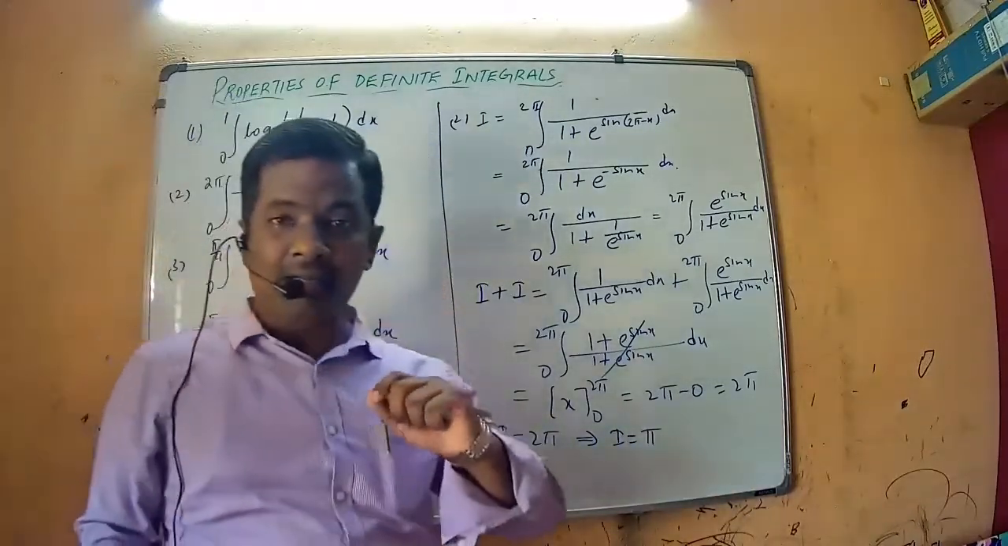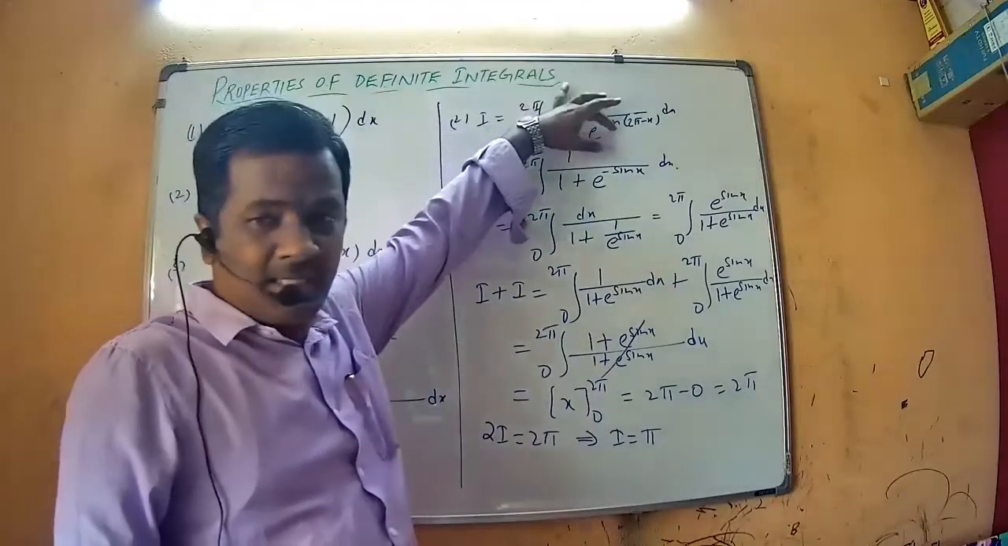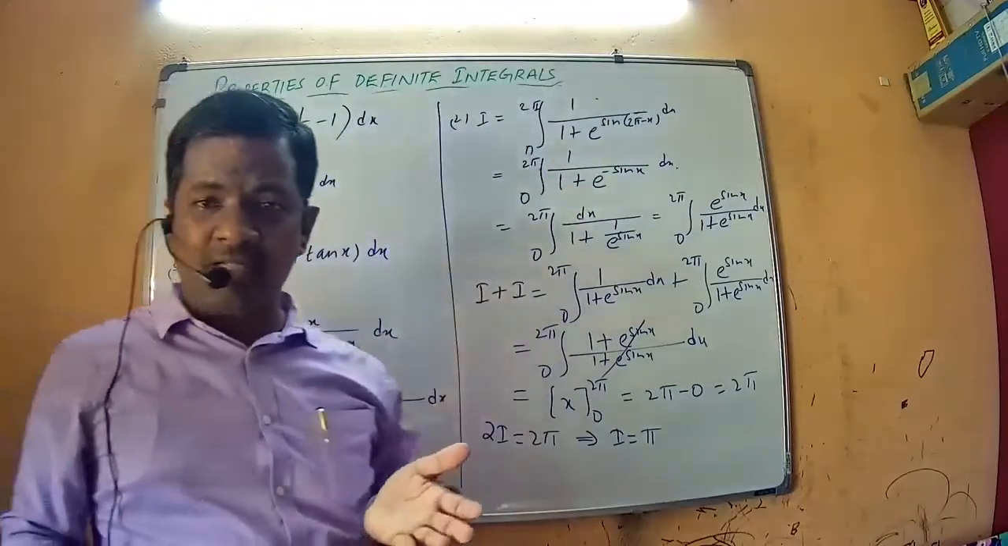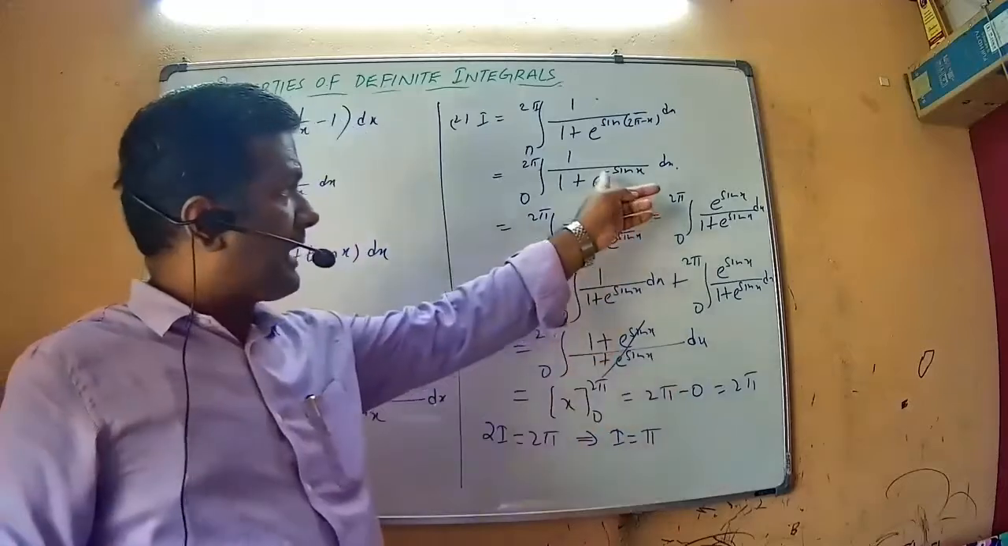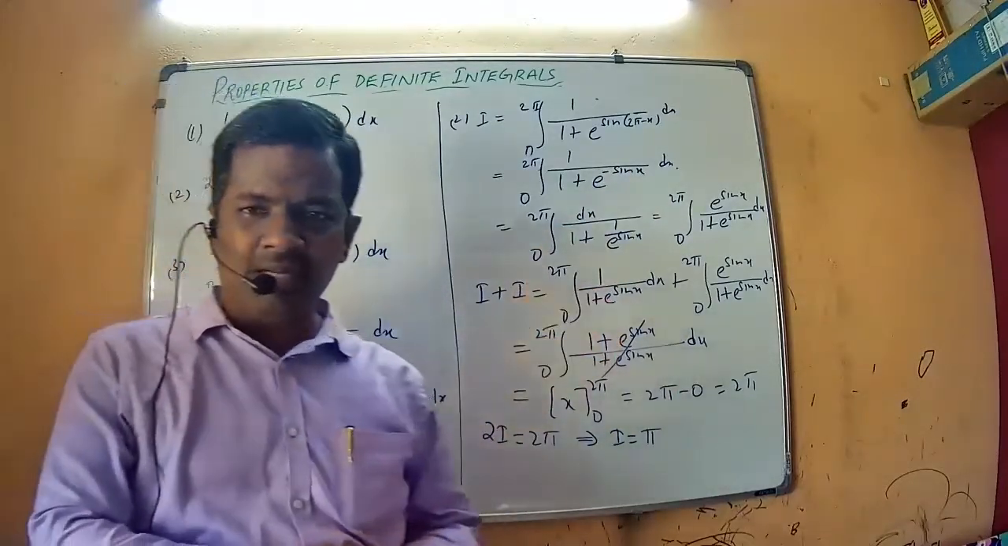We just applied the property: the lower limit is 0, upper limit minus x. Sine of 360 minus x falls in the fourth quadrant, so we get minus sine x, and a little manipulation in the end.